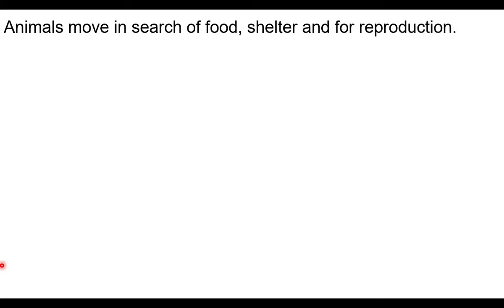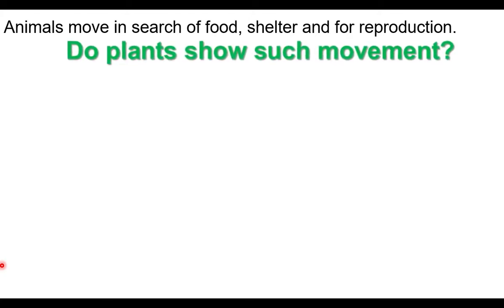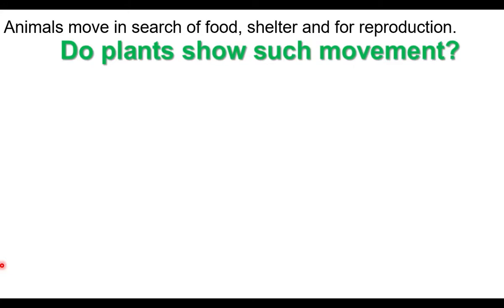Animals move in search of food, shelter, and for reproduction. Terrestrial animals move. Aquatic animals like fishes move. Flying animals move. All the animals move. Do plants show such movement?